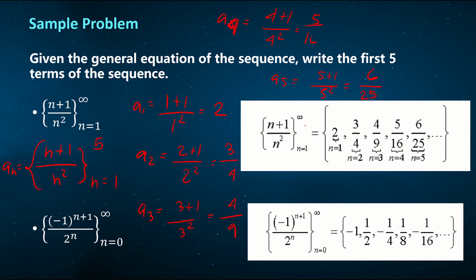So the first 5 terms of the sequence will be this one. Don't include the ellipses, since we are asked to find only the first 5 terms of the sequence. Again, don't include the ellipses.